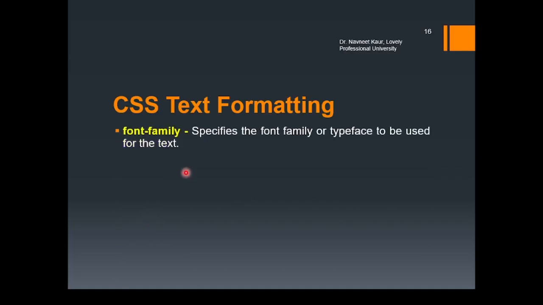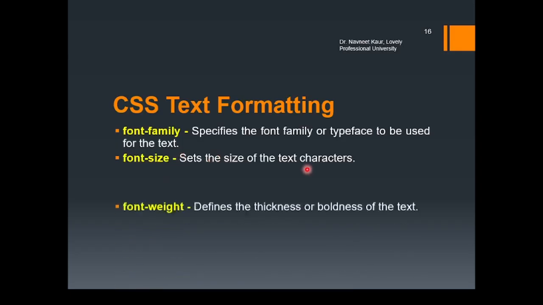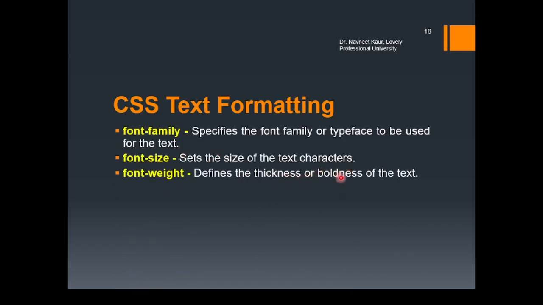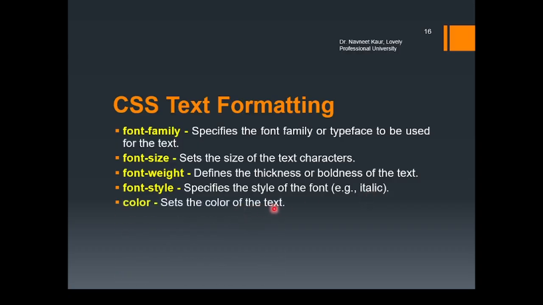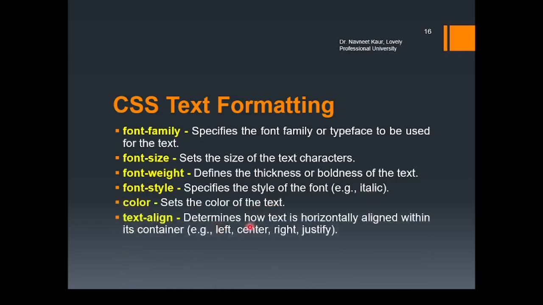So the first one is font family, that specifies the font family or typeface to be used for your text. Then you have font size to set the size of the text characters. Font weight to define the thickness or boldness of the text. Font style to specify the style of the font. For example, if you want to have it as italics, then you can use italic. Color to set the color of your text. Text align to determine how the text is horizontally aligned within its container. You can use left, center, right, or justify.